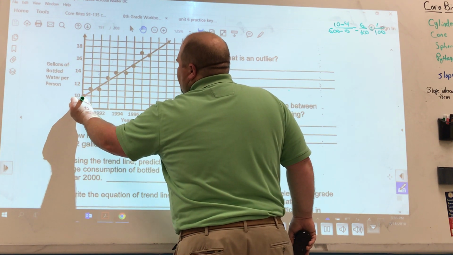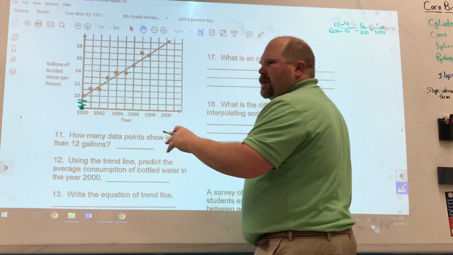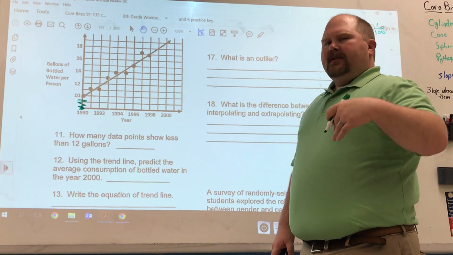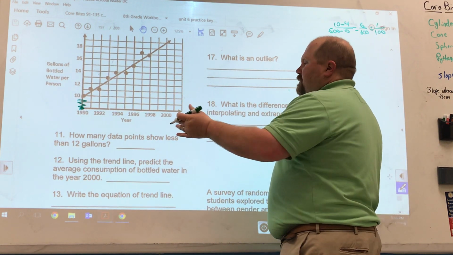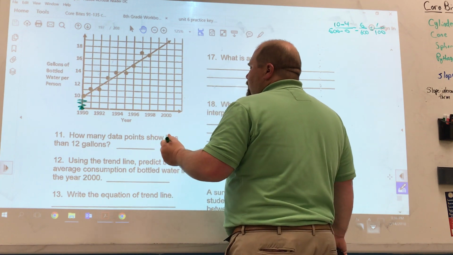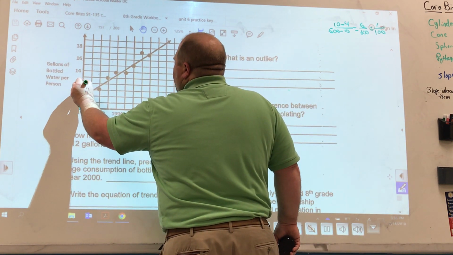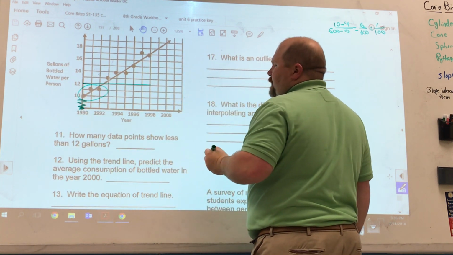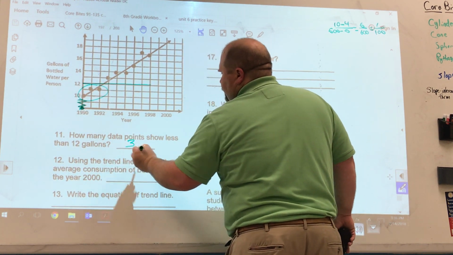The squiggly line that you see right here just indicates that part of the graph is missing, and they're indicating that they didn't start at 0, that they skipped some numbers. So that's the squiggly line. So how many points show less than 12 gallons? Well, here's the 12-gallon mark, and we see 1, 2, 3 points below that. So it would be 3.